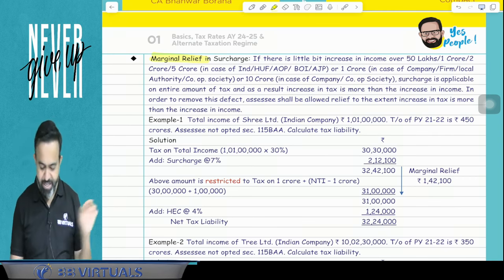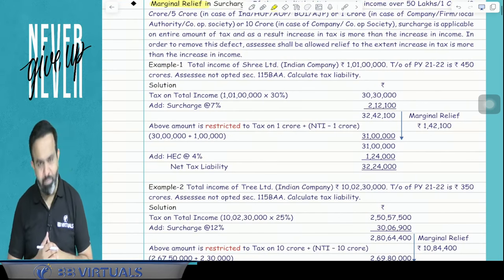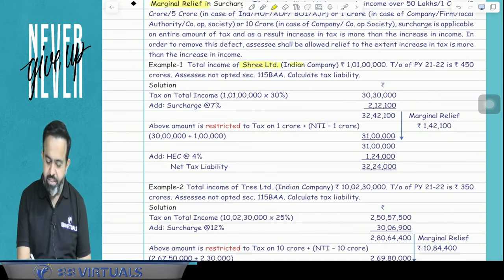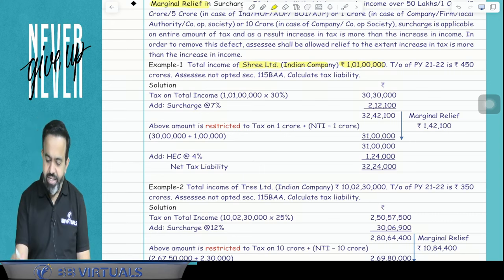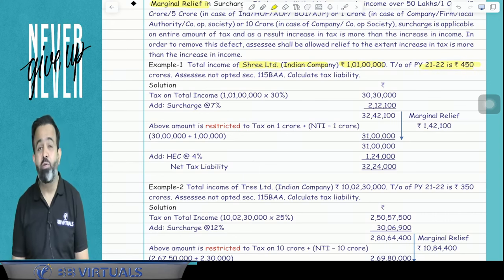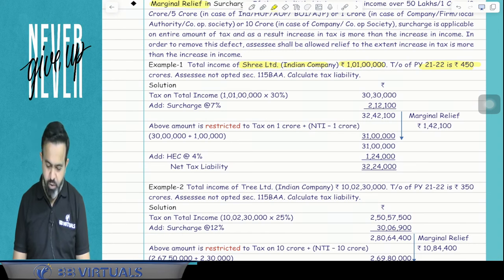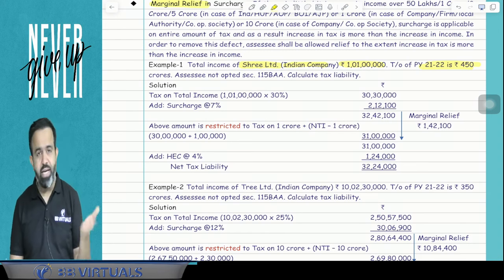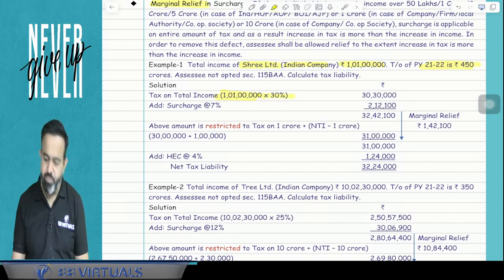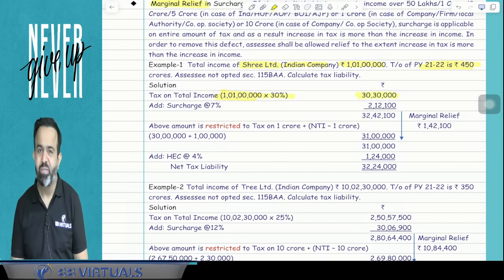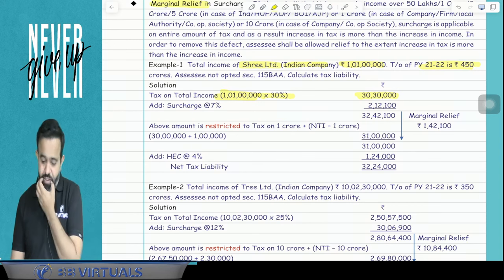I can take one example, try to understand. For example, there is one company, Shri Limited, an Indian company. Total income of the company is 1 crore 1 lakh. And guys, turnover for previous year 21-22 is 450 crore, that is more than 400 crore. Now, first calculate the tax. On 1 crore 1 lakh, if you calculate the tax at the rate of 30%, it comes to 30 lakh 30,000. So 30 lakh 30,000 is tax.